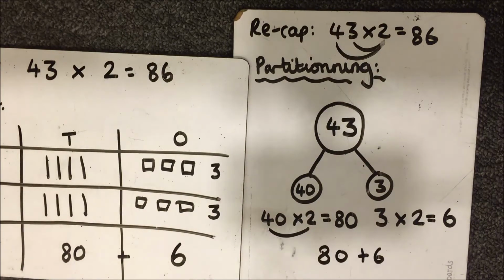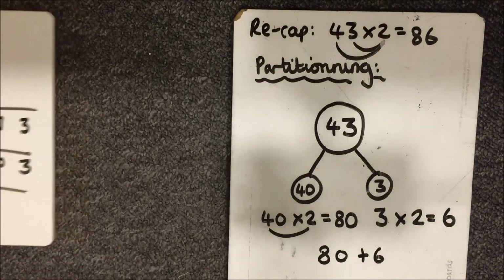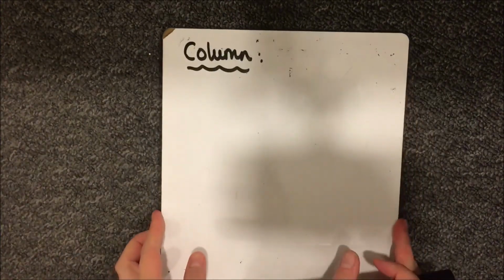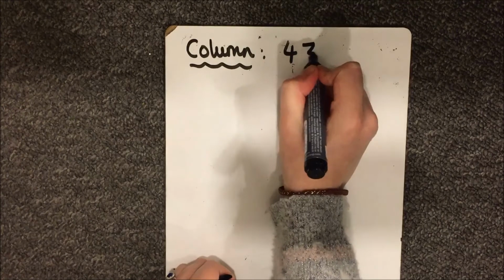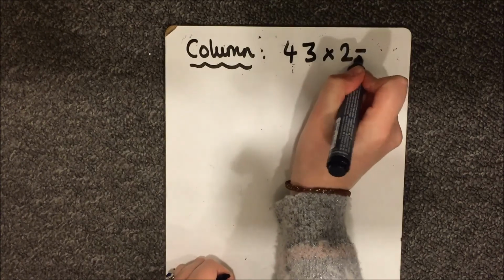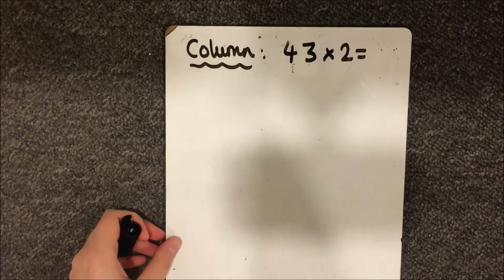So I said earlier there was going to be an extra challenge today. Shall we see what it is? Do you remember a while ago we did column addition and subtraction? We're also going to do that for times tables. So my number sentence is still 43 times 2. This is an even quicker way of solving this.